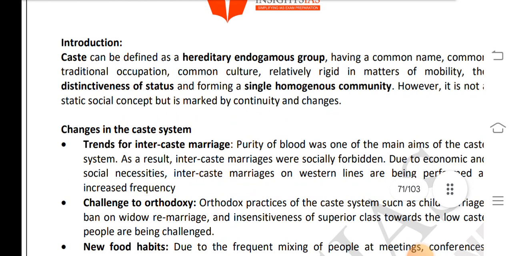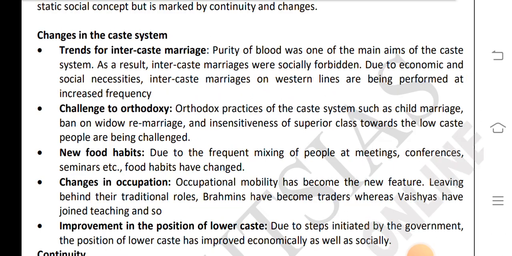Introduction. Caste can be defined as hereditary and endogamous groups having a common name and common traditional occupations and a common culture, relatively rigid in matters of mobility and distinctness of status, and forming a single homogeneous community. However, it is not a static social concept but is marked by continuity and changes in the caste system.